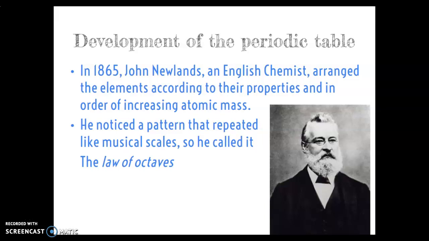John Newlands was an English chemist who discovered that when he arranged the properties in order of increasing atomic mass, there would be a pattern, much like musical scales. So he called it the law of octaves. Now he was not able to publish his periodic table in a way that people could understand it. So he didn't get a lot of credit for it, but he still was one of the individuals. There were many scientists at the time that were doing research like this to try to arrange and find meaning to the different patterns of the elements.